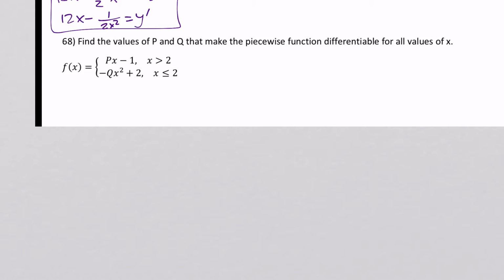All right, problem 68. Find the values of p and q that make the piecewise function differentiable for all values of x. f(x) equals px minus 1 when x is greater than 2, and negative qx squared plus 2 when x is less than or equal to 2.